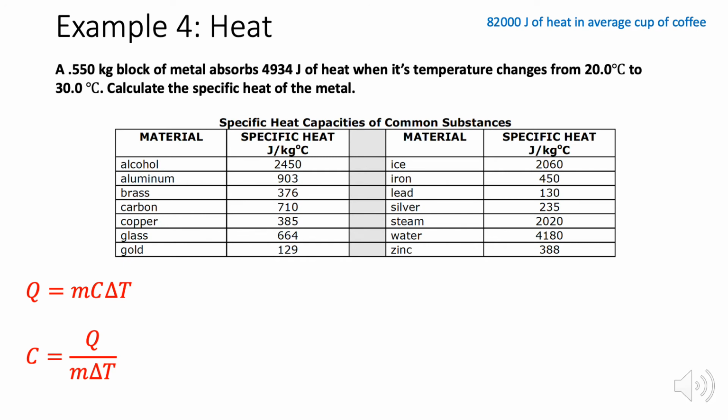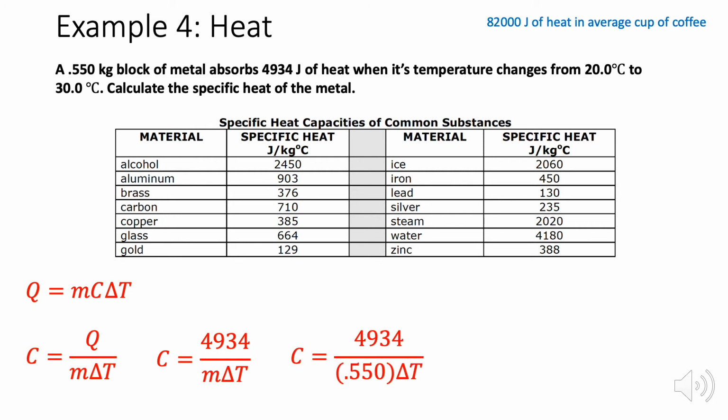Do I know the mass? I do, 0.550 kilograms. And do I know the change in temperature? I do. It's 20 degrees to 30 degrees, which is 30 minus 20. And if I put all of this in my calculator, I would get 897 joules per kilogram degree Celsius. Now, if you really want to know what this material was, you can look up what material has this specific heat. And it's not on this chart, but you could figure out which material you were dealing with.